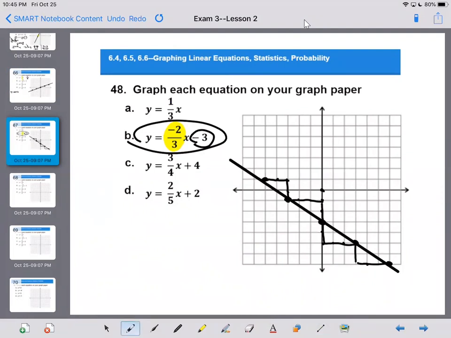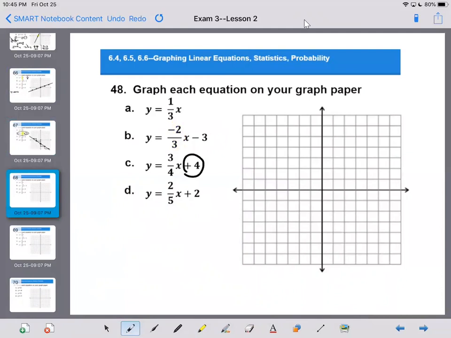Look at part C. I'm going to plot the intercept at 4. 1, 2, 3. It's a +4. And from there, I'm going to rise 3 and go to the right 4. So 1, 2, 3, 1, 2, 3, 4. Or I can go down 3. See, down 3 and left 4 is the same as up 3 and right 4.